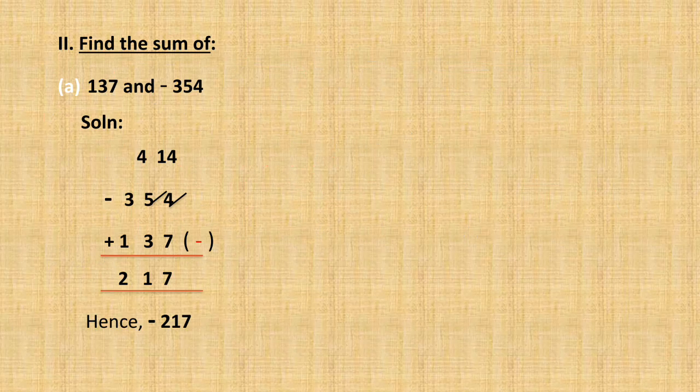Here, we are going to see 3 sums using the given rules. First one, 137 minus 354. Already we know that we want to write the highest number on the top and the lowest number below. First I have written 354. Next one 137. That is, 354 is a negative integer. 137 is a positive integer.